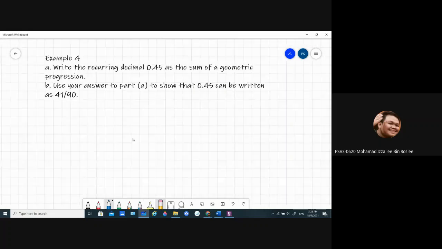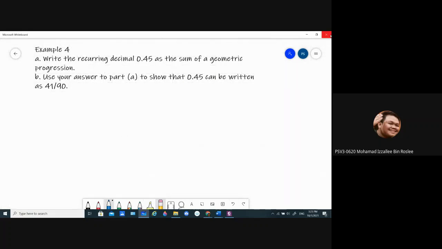Okay, this one. Write the recurring decimal. There's a dash up here. So you remember this? What does the dash above 5 mean? That means what? Number 5 repeats. Yes, number 5 repeats. That means this number is actually 0.45555 and so on. So write the recurring decimal 0.45 as the sum of a geometric progression.